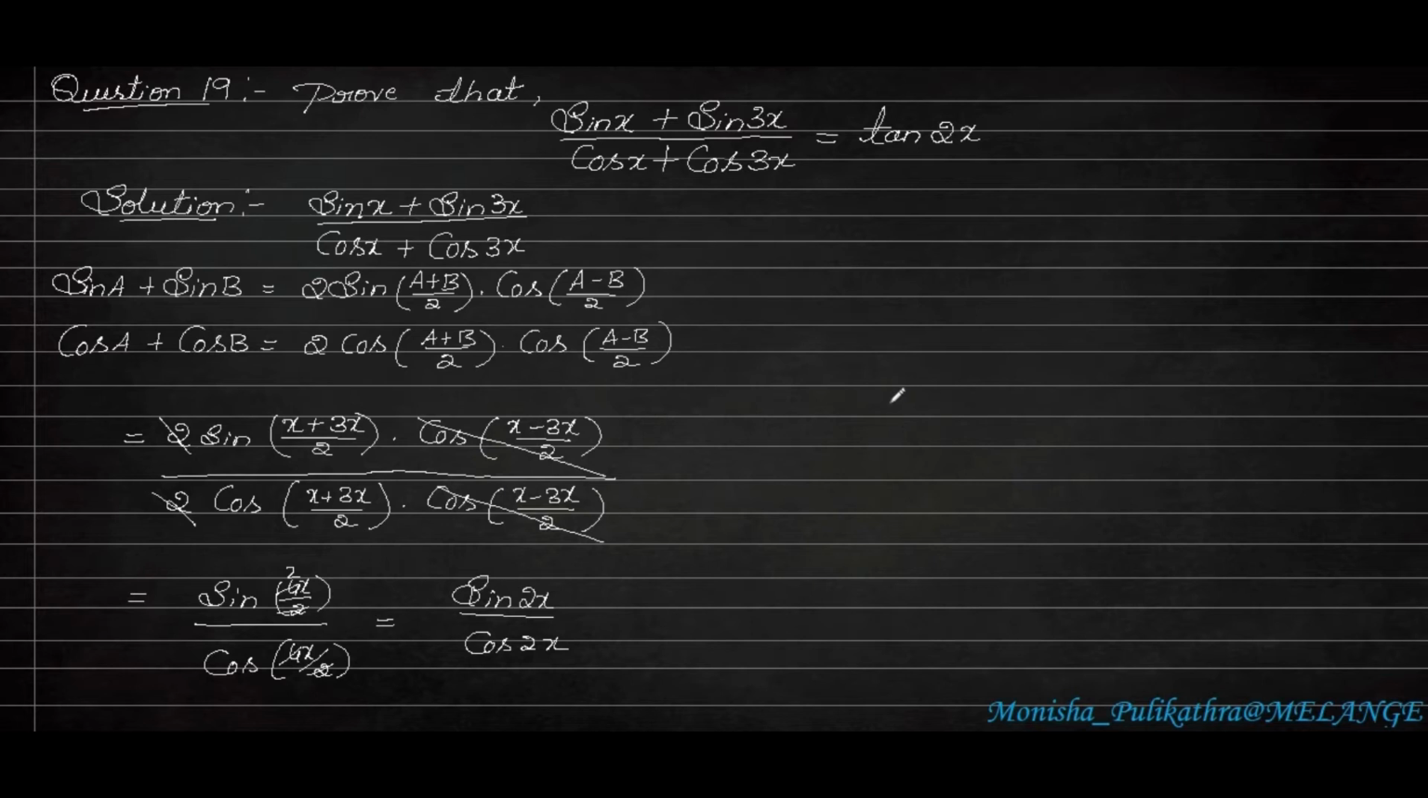By trigonometric ratios, we know that sin theta by cos theta is equal to tan theta. So instead of theta, here 2x is written. So sin by cos is equal to tan, and theta is 2x. So write it down, hence proved. I hope you understood this.